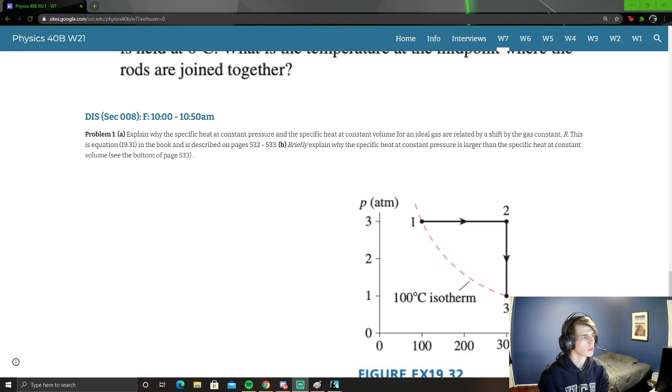My name is Scott Medchin, and today I'll be going over problem number 1 for week 7. This question asks you to explain why the specific heat at a constant pressure and the specific heat at a constant volume for an ideal gas are related by a shift by the gas constant R. They also ask in part B to briefly explain why the specific heat at a constant pressure is larger than at a constant volume.